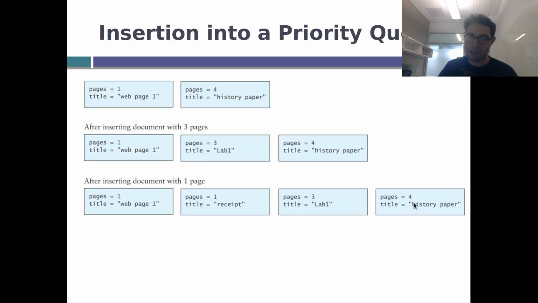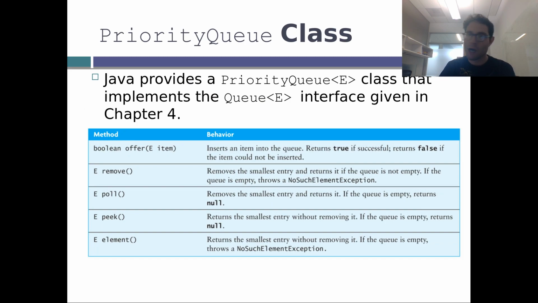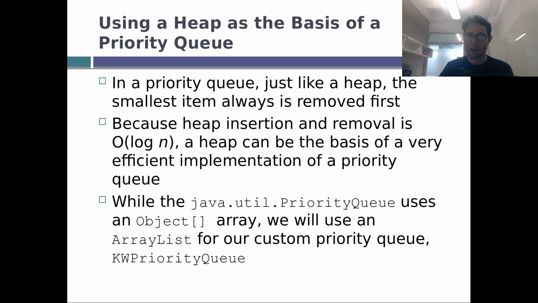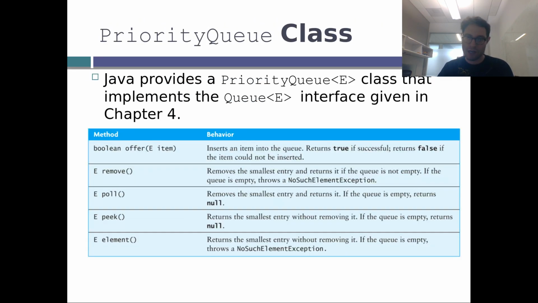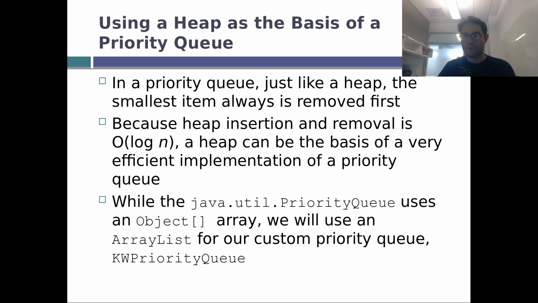So a priority queue has the same methods that a regular queue does. The only difference is that we use a heap on the back end. The smallest item is always removed first, the thing with the smallest value in it. Smaller values mean higher priority. And because it's a heap, rather than constant time, these are log n operations.